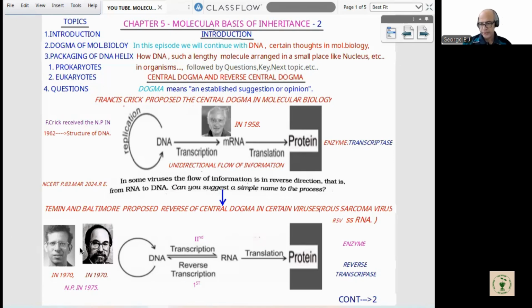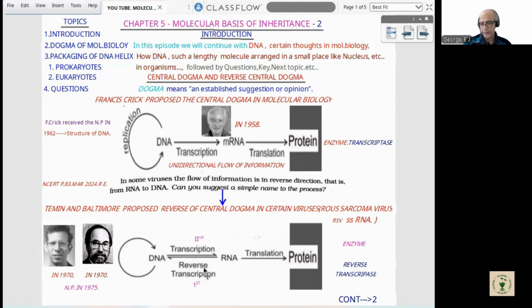Two scientists, Temin and Baltimore, proposed a reverse of the central dogma in certain viruses. The virus where they worked was Rous sarcoma virus, RSV, a single-stranded RNA virus. Both of them did this work in 1970, and in 1975 they received the Nobel Prize.